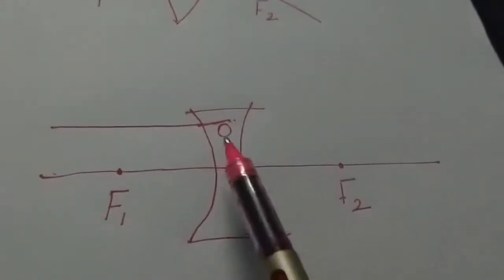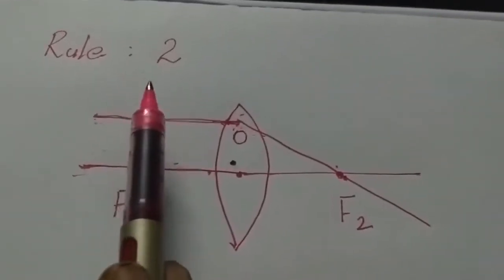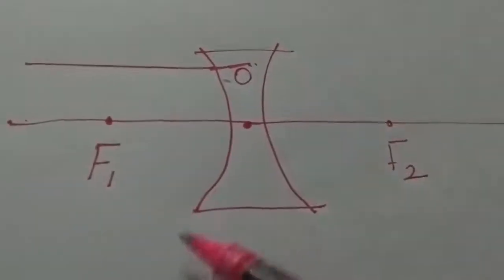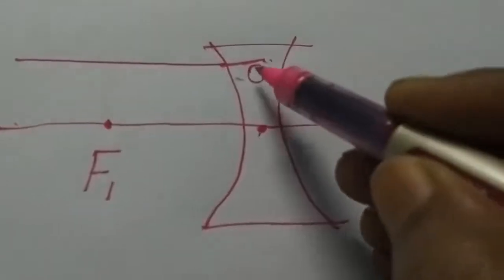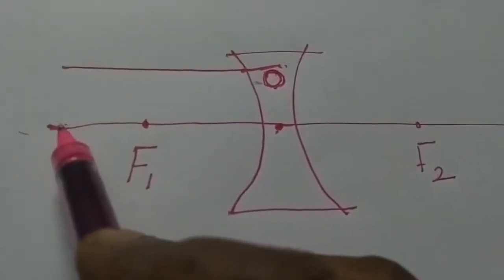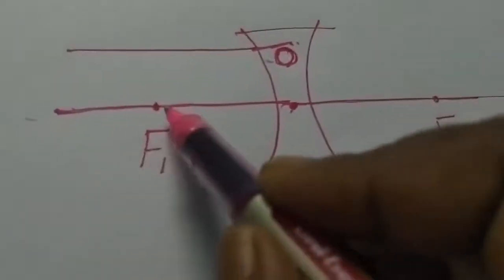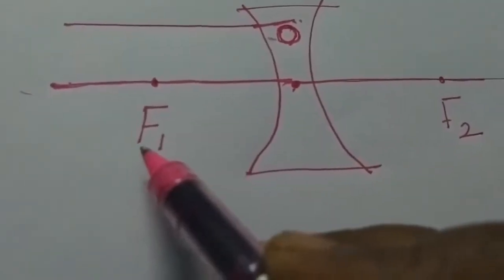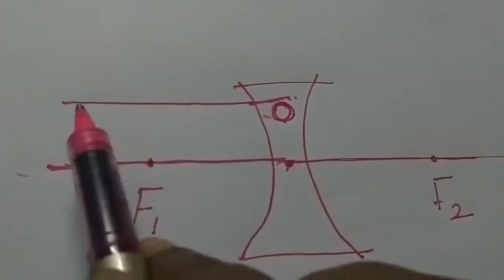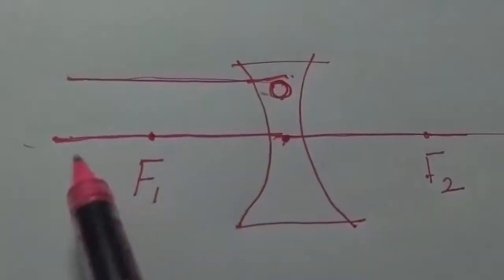And this is a concave lens example for rule 2. So now we are learning rule 2 to draw the ray diagram. This is a concave lens, and the center point is the optic center O, and this line is called the principal axis, and then principal focus F1, and principal focus F2 on the other side.